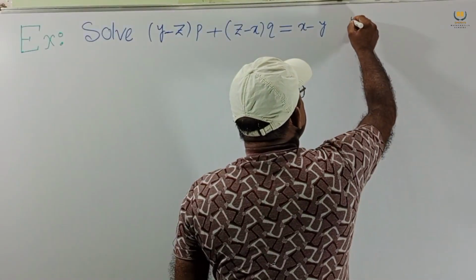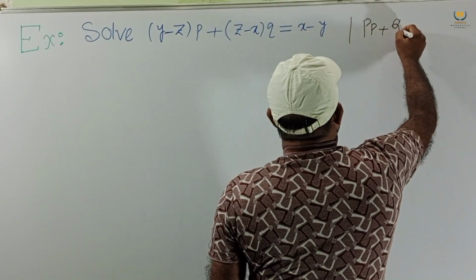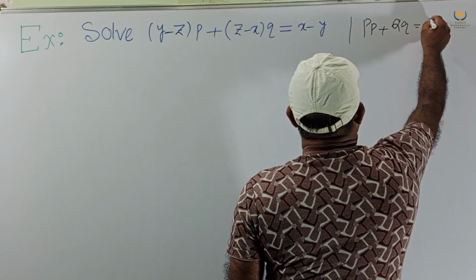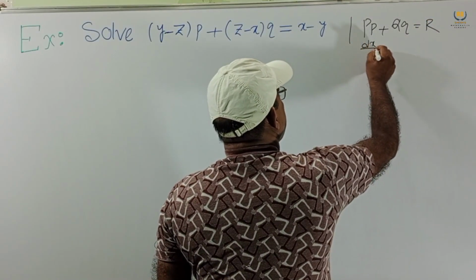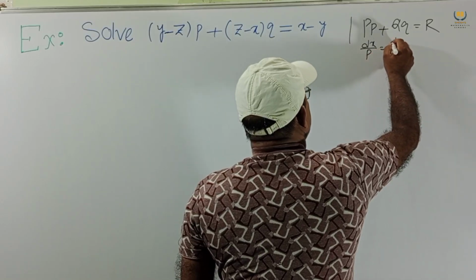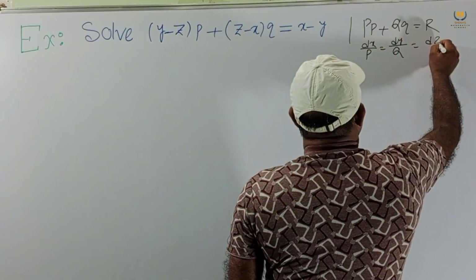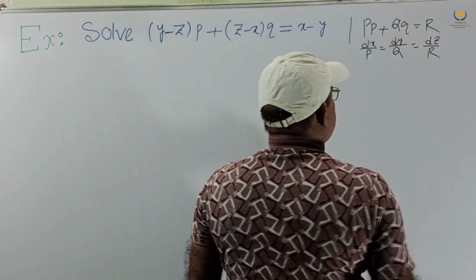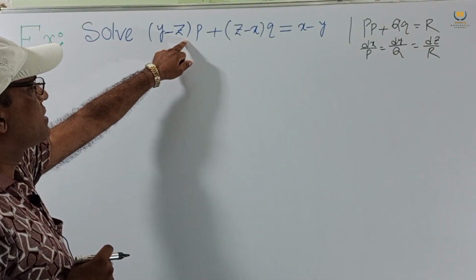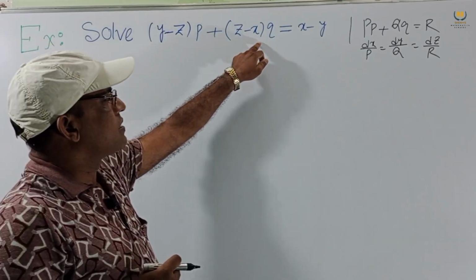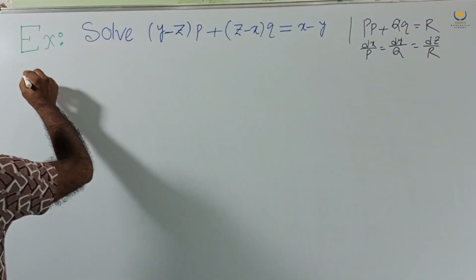So we know Pp + Qq = R, then the auxiliary equation is dx/P = dy/Q = dz/R. This is our auxiliary equation. So in this problem, this is our capital P, this is capital Q, and this is capital R.